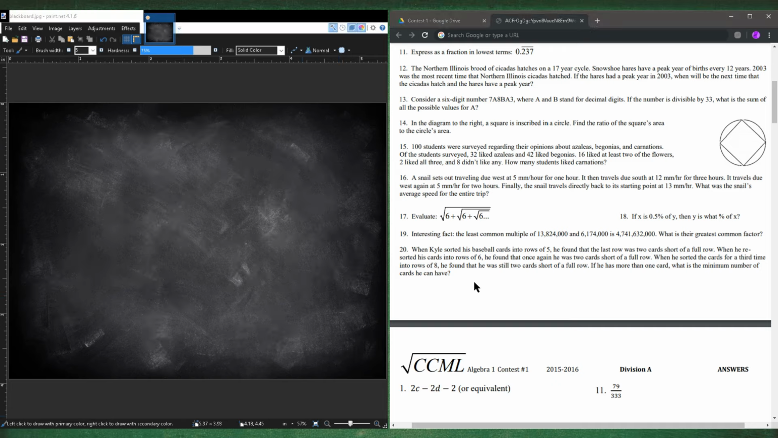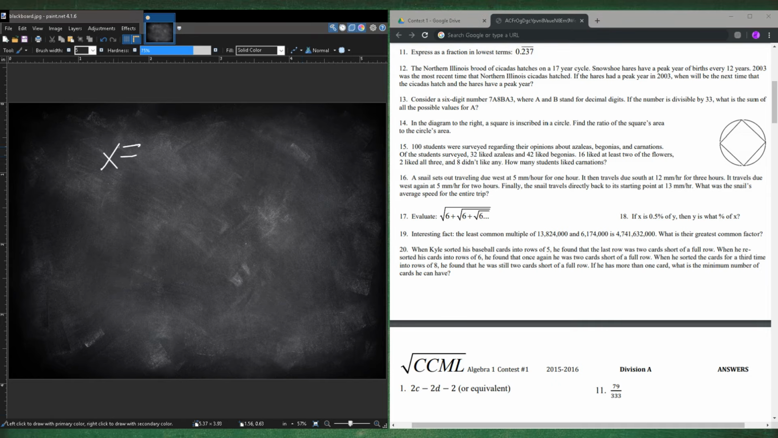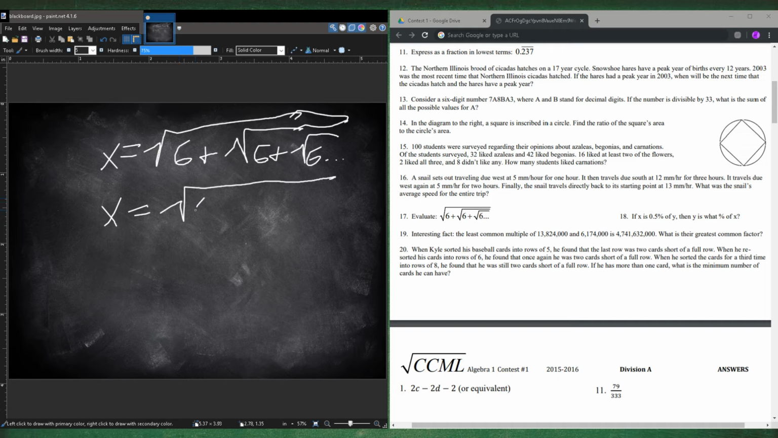Okay. Question 17. This is what I refer to as an infinite radical. So like what we did with the decimals, just substitute a variable. So x equals square root of 6 plus square root of 6 plus square root of 6, etc. Basically what you do is x is equal to, you find out where it's repeating. So 6 plus, you see it's repeating right here, so you just put an x there. So then x squared equals 6 plus x.